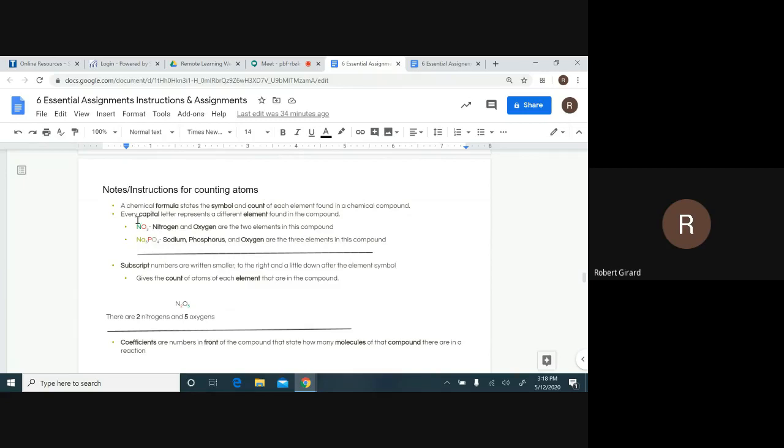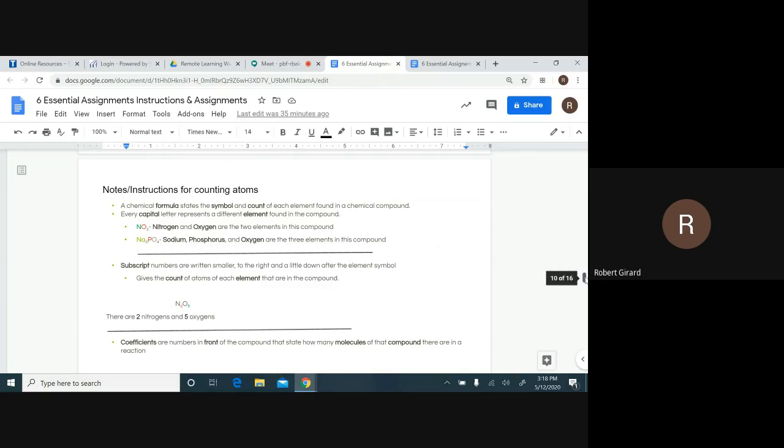Every time you see a capital letter, you have a new element. So for instance, NO3, you have a capital N and O, which means you have nitrogen and oxygen. Sodium phosphate, you have Na. The lowercase means it goes with the N for sodium. Then you have phosphorus and oxygen. Subscripts are smaller and they're written down to the right. That tells you how many of that one particular atom that you have that it follows. So for the example of N2O5, you have 2 nitrogen and 5 oxygen.